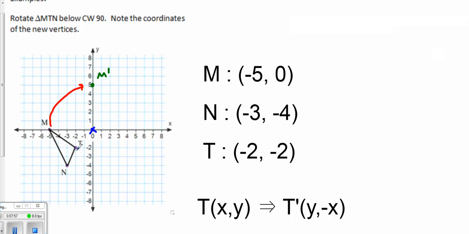Now, the next one, if we look at T, it is at -2, -2. So as it rotates around 90 degrees, it'll land right here. This will be our new T spot, so it's called T prime. And same thing with N. N is going to rotate now. And let's see, we'll use blue. Land right here, so this would be called N prime. Okay, these would be our new spots for each of them.